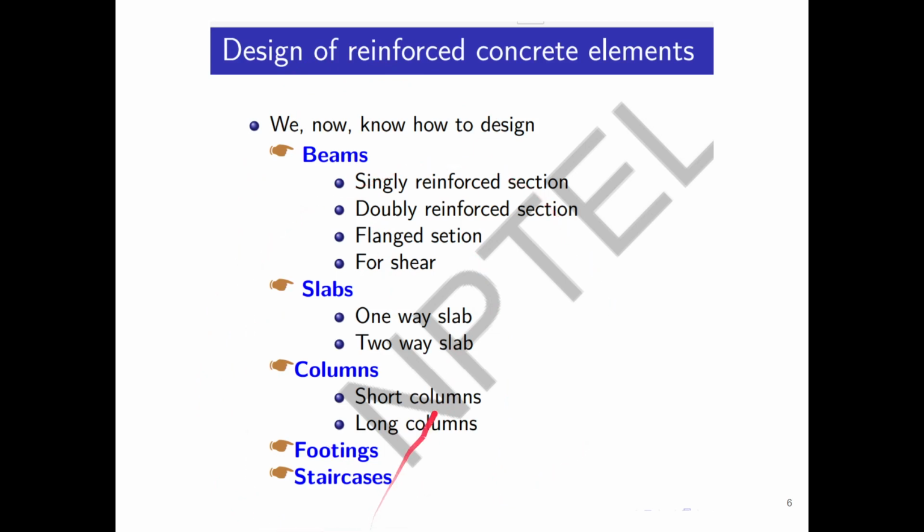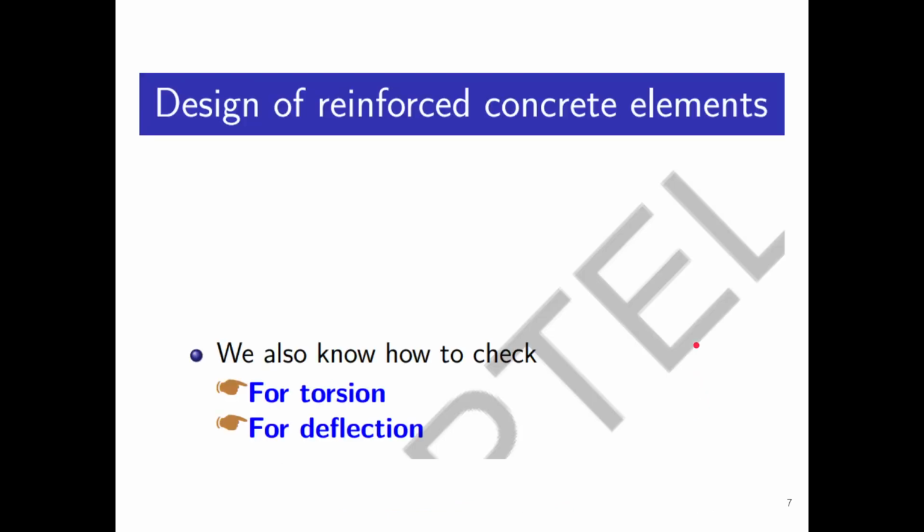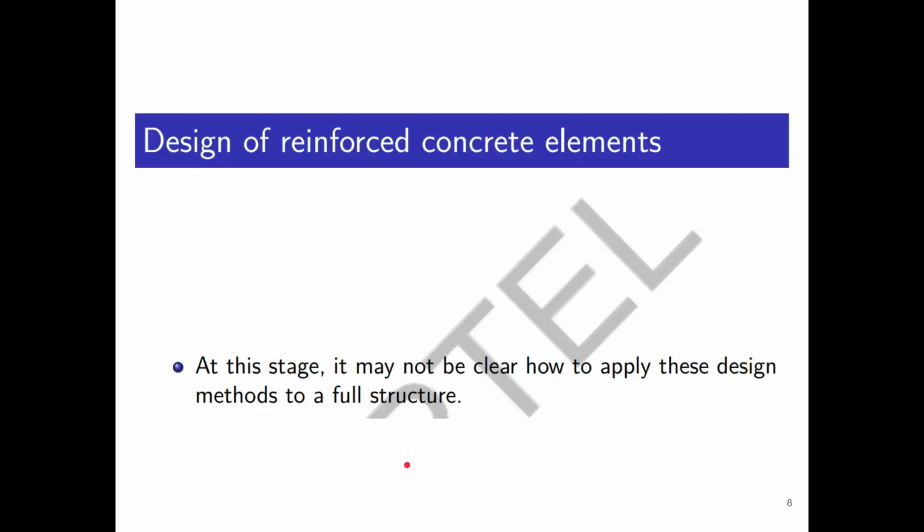these types of structural elements, that is singly reinforced beam, doubly reinforced, flanged section, shear in beams, and we understood how to design slabs, both one way and two way, columns, short and long, footings, and staircases, right? Also last class we understood how to design for torsion as well as deflection, and check it, right?